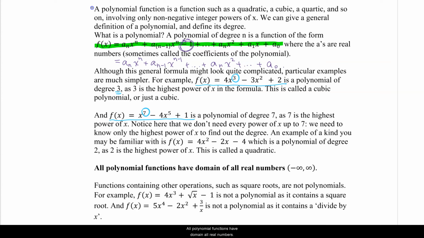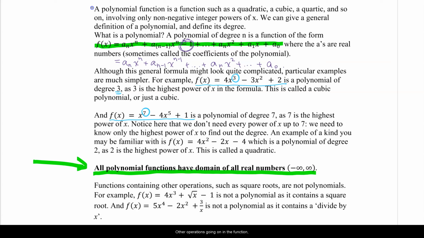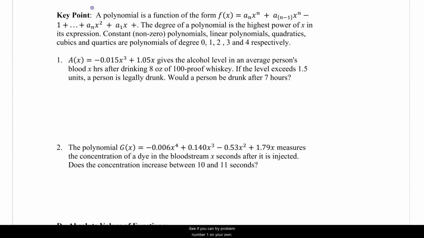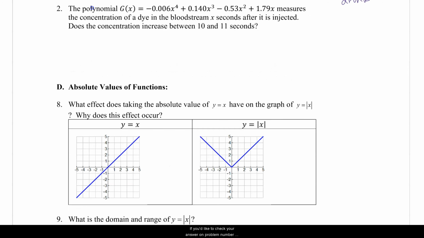All polynomial functions have domain all real numbers. Very important statement here. All real numbers for the domain of all polynomial functions. Other operations going on in the function, such as square roots, this is not a polynomial. Dividing by a variable is not a polynomial. These are other functions. See if you can try problem number 1 on your own. We'll take a look at problem number 2 together. If you'd like to check your answer on problem number 1, pop up on the OneNote.